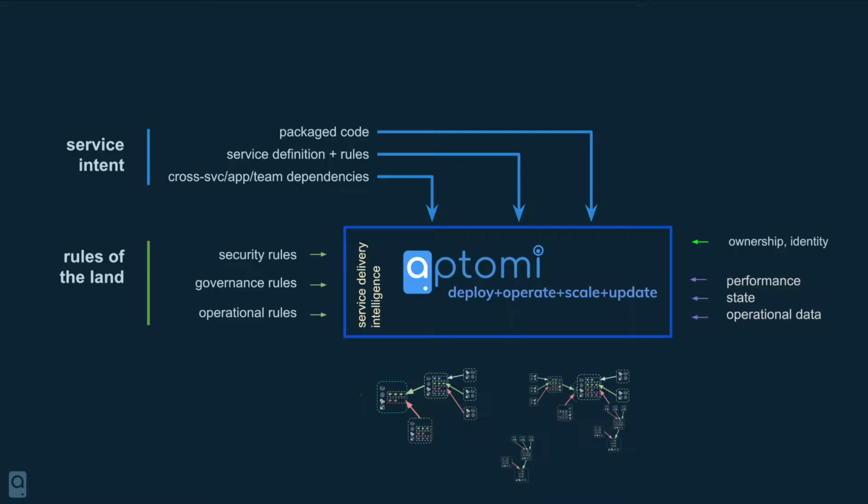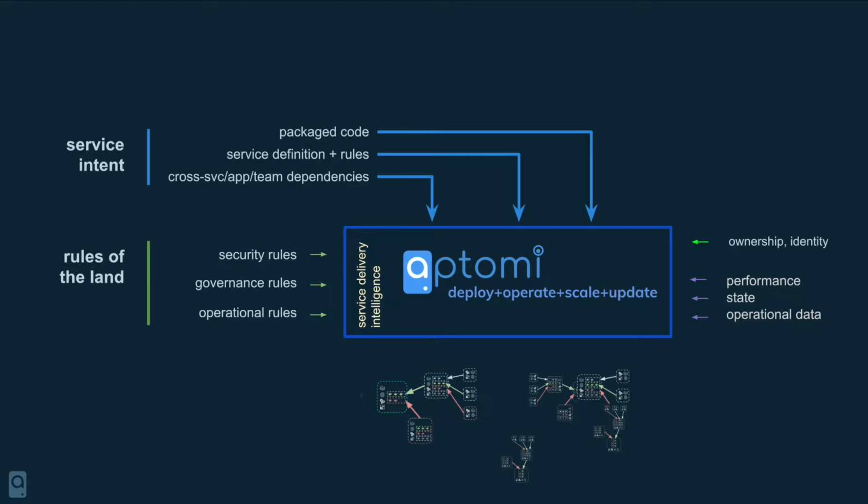Aptomi takes the service intent, which is the code, service definition, and rules, and all of the definitions of the cross-service or application team dependencies. In addition, Aptomi takes in ops, governance, and security rules, along with service ownership information to adaptively control the services, with performance, state, and other operational data influencing the enforcement.